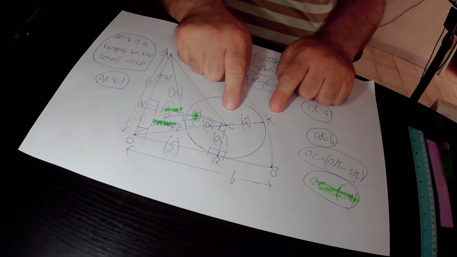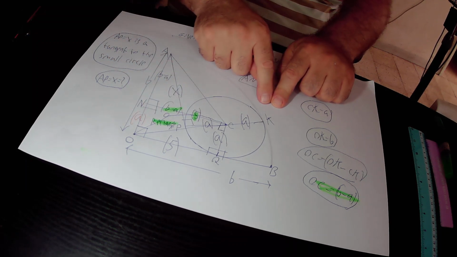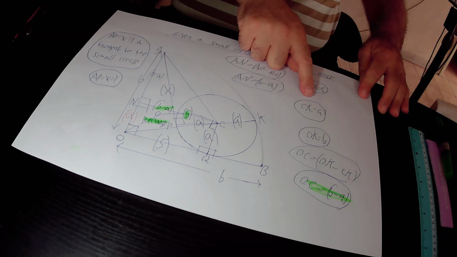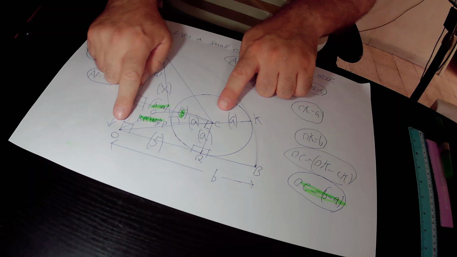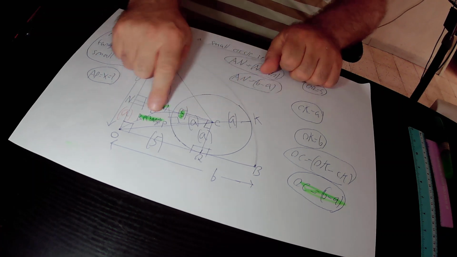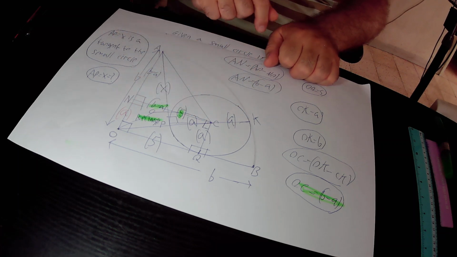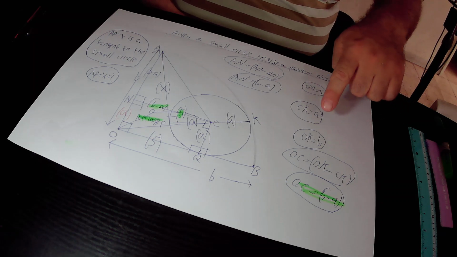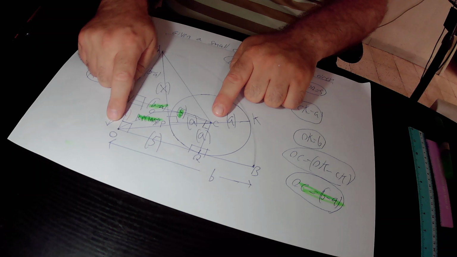What is the definition of line segment CK? Line segment CK is the radius of this small circle, that is A. What is the definition of line segment OK? OK is the radius of this quarter circle, that is equal to B. So CK equals A, OK equals B. What is the length of this line segment OC? OC equals OK minus CK, that is B minus A. So in total, OC equals B minus A units in length.